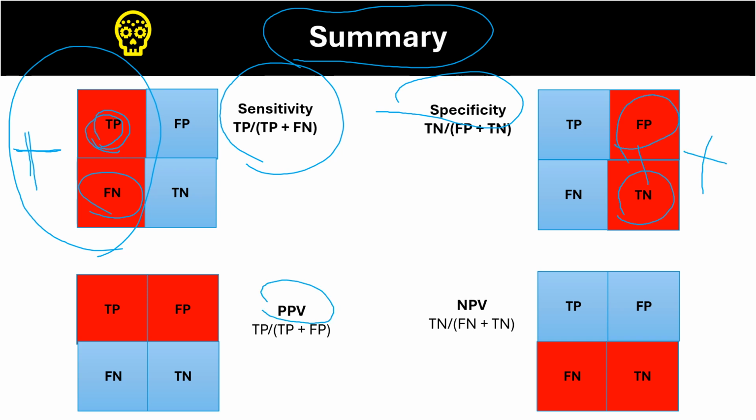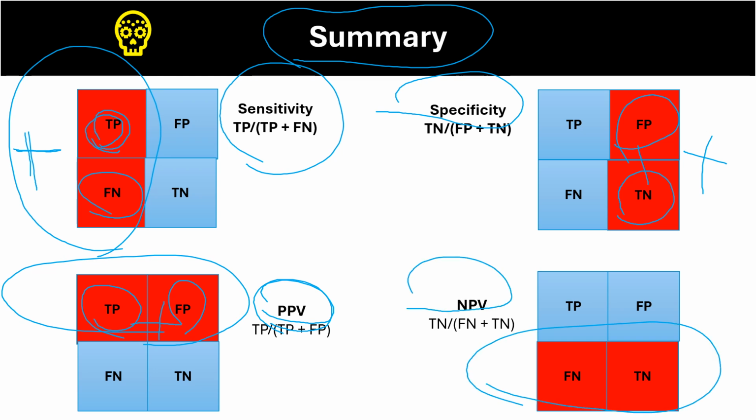Positive predictive value: you will take the top part of the 4 square, and because you are doing positive predictive value, you start with true positive divided by true positive plus false positive. Negative predictive value: you'll take the bottom part of the 4 square. Because you are doing negative predictive value, you start with true negative divided by true negative plus false negative.